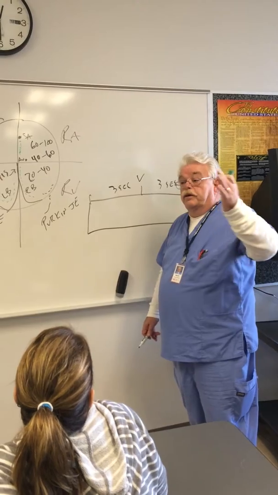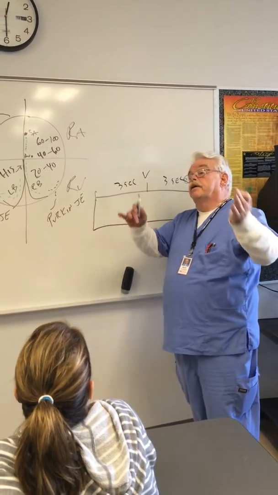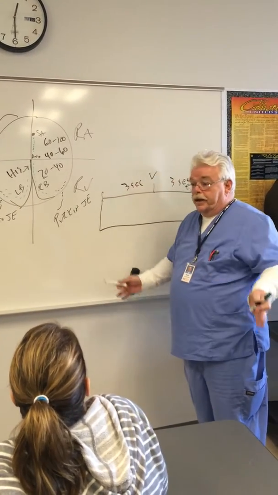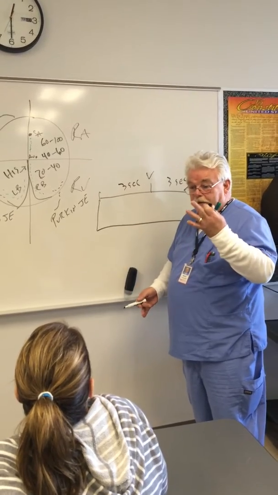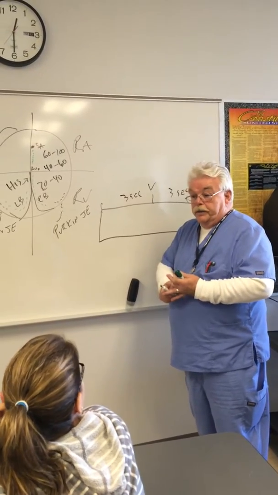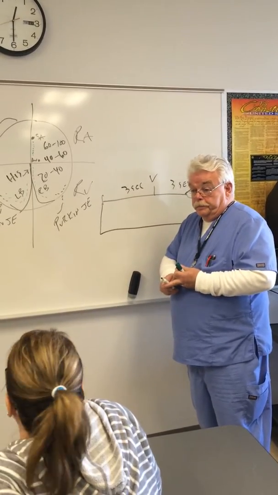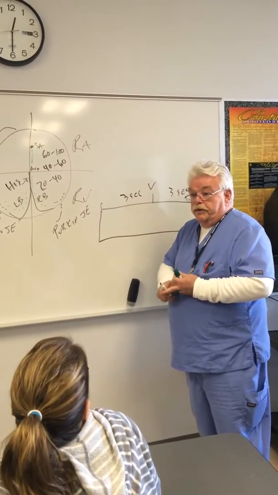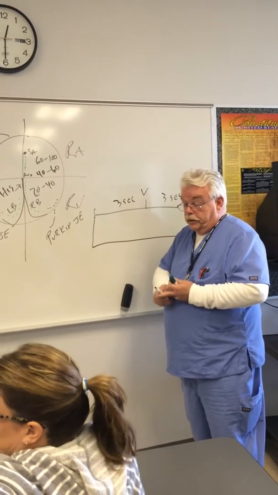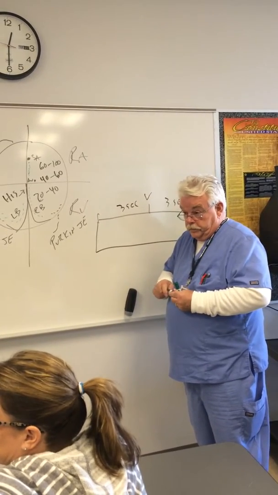If it's less than 60, it's brady; if it's greater than 100, it's tach. You guys are already experts. You already know 3 rhythms. Regular, what's the rate? The next thing you want to ask yourself is, is there a P wave before every QRS? Wait, can I go back to the rate real quick? What about if it's irregular?